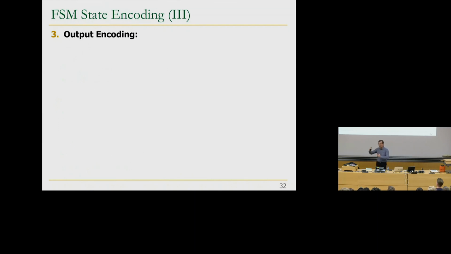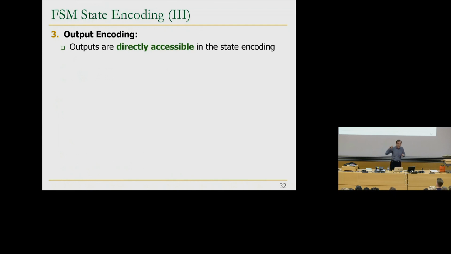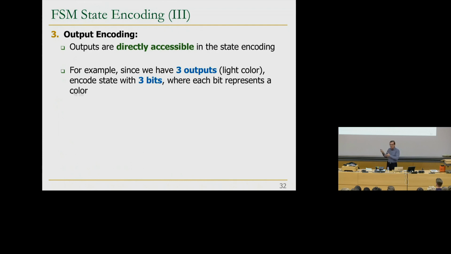This is somewhere in the middle in terms of how many flip-flops you will have. Basically, the idea over here is that outputs must be directly accessible in the state encoding. You have a state encoding, and you can directly access some of the outputs. And this works in this case because we have a Moore machine. If we have 3 outputs, light color, red, yellow, green, we can encode the states with 3 bits, where each bit represents a color, right? Clearly, we have 4 states, and each state has a 3-bit encoding.